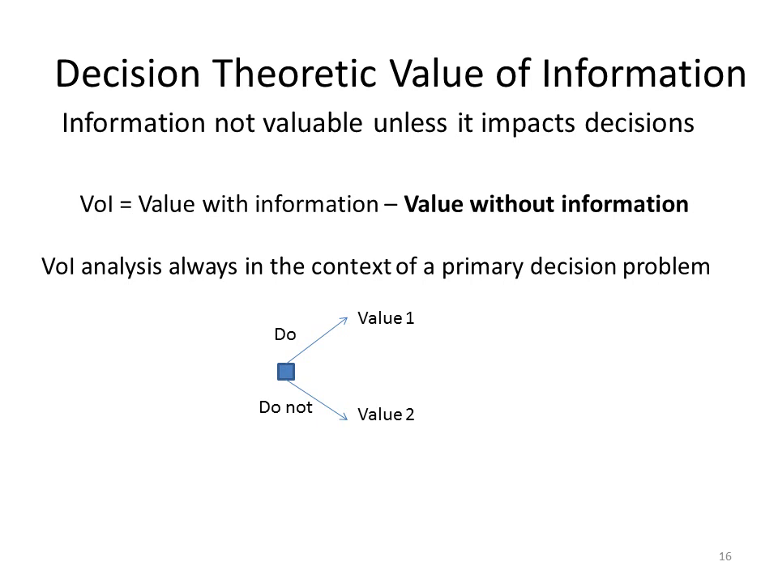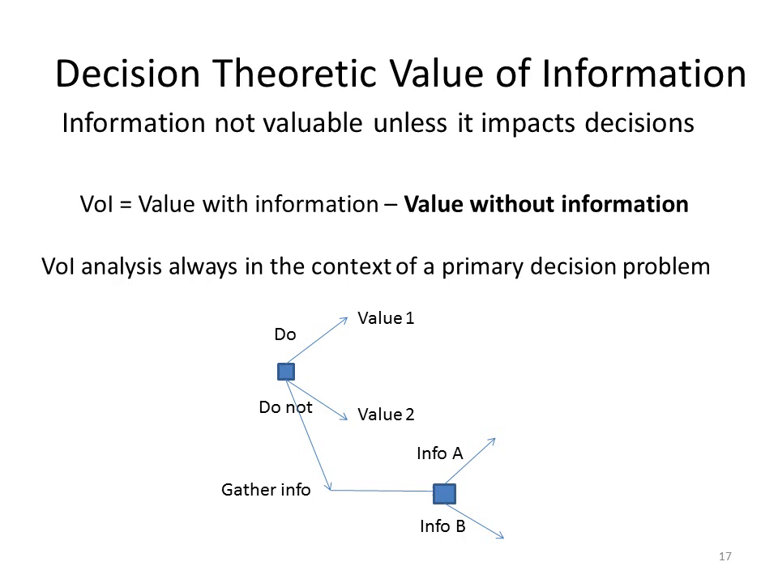So first we have to define the value without information, and that is always in the context of the primary decision problem. So there is a decision problem and there are alternatives, and each of those alternatives has some value to the decision maker. That's the value without information. And then the next decision is, should we gather information?